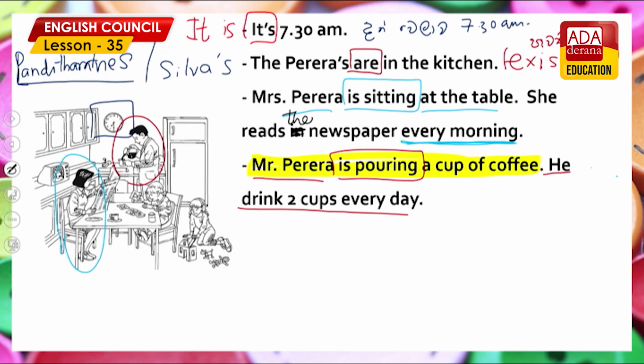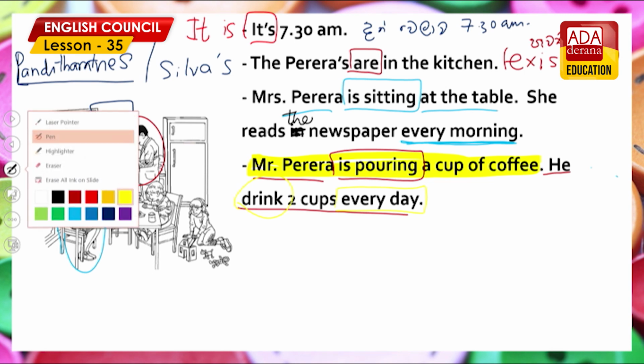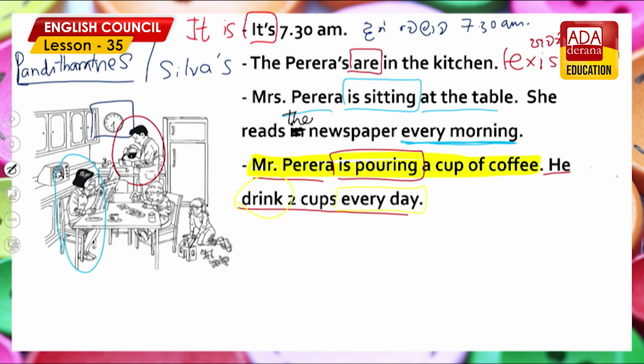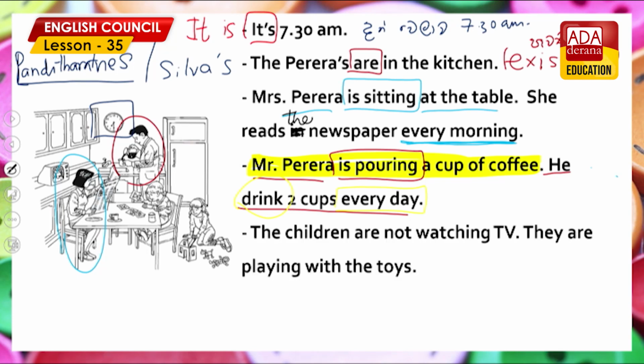Why do I say he drinks? Because of every day. If it happens every day, then he drinks is a general thing. He is drinking two cups every day would be wrong. So he drinks two cups every day is the right way. Right, okay, let's move on.